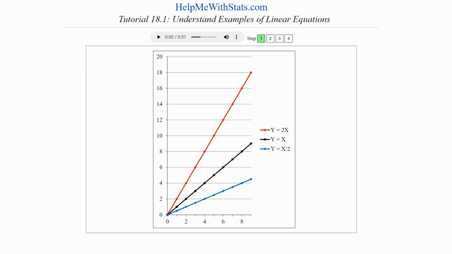HelpMeWithStats.com was used to create this tutorial that can help us understand examples of linear equations. All lines are defined by the equation y equals bx plus a.